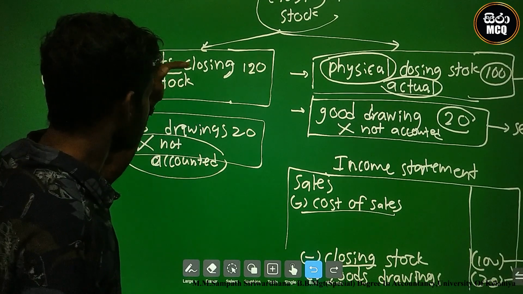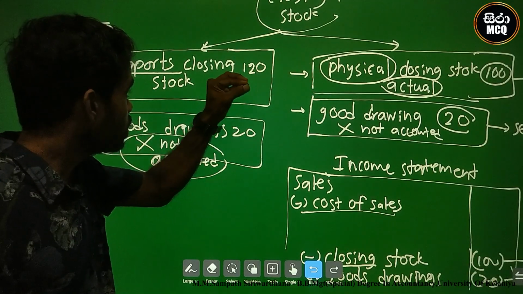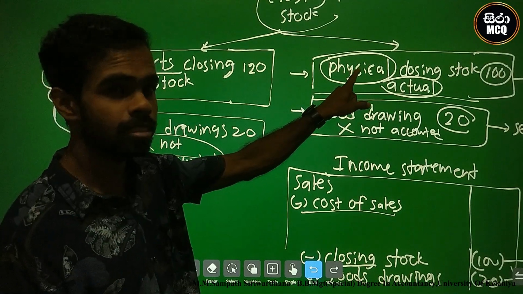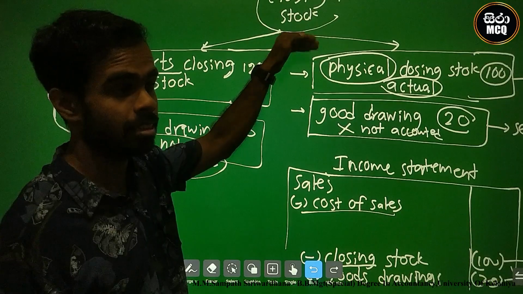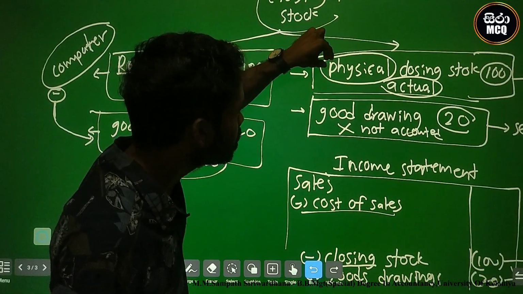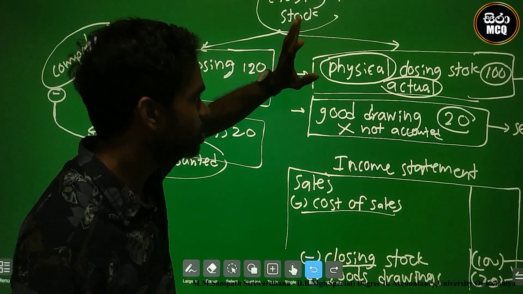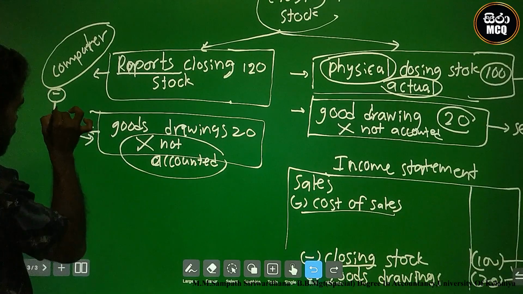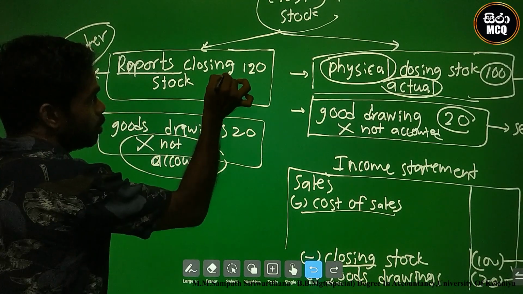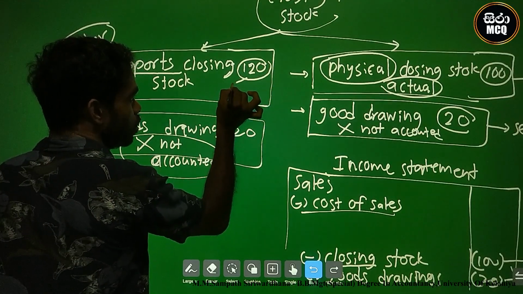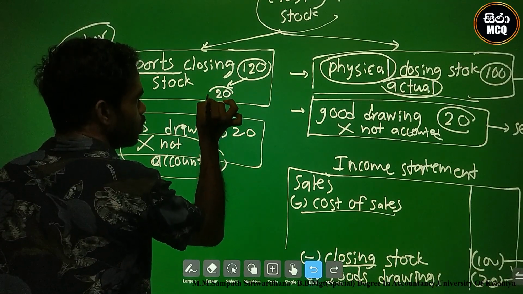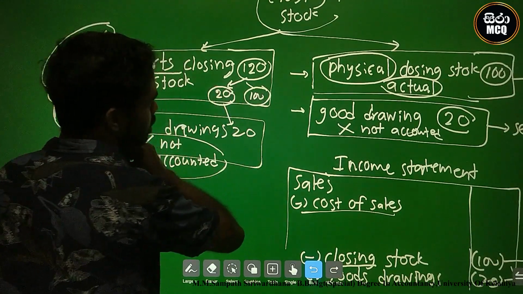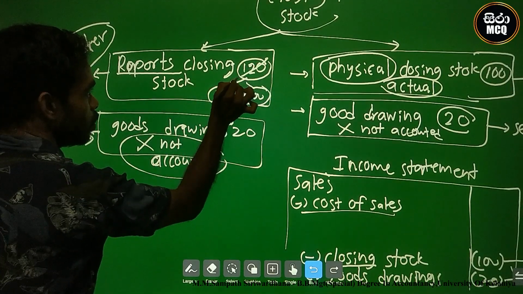Why? The reported closing stock means the computer closing stock, and this computer closing stock is in error. The goods drawings of 20 were not accounted, but physically the stock is the actual one. Physical stock is not related to computer accounts, and goods drawings are not related to computer accounts, but this is the computer account. There is no deduction from this closing stock. Therefore, we cannot use this as the actual stock. There are 20 drawings, so the actual remaining stock is 100, not 120.